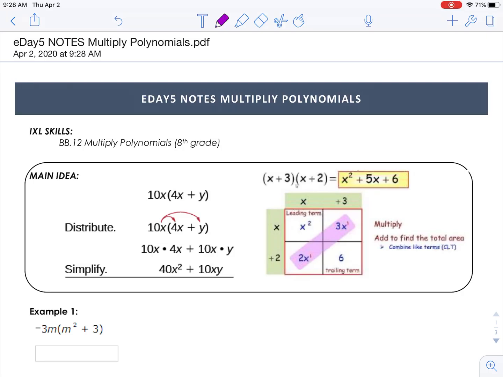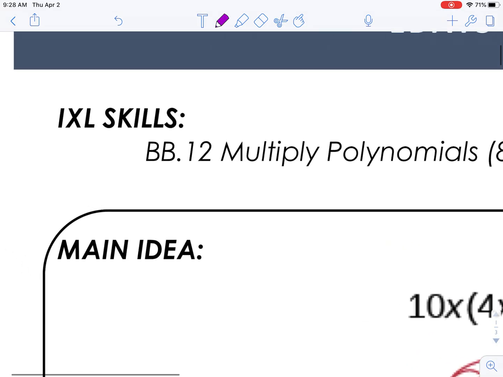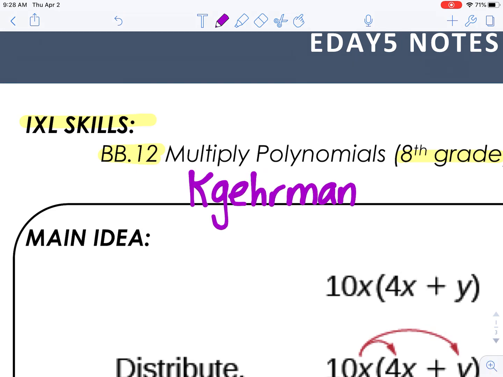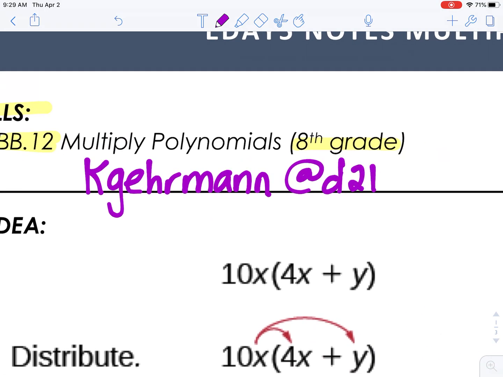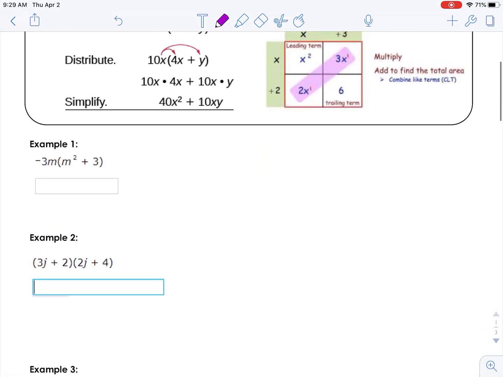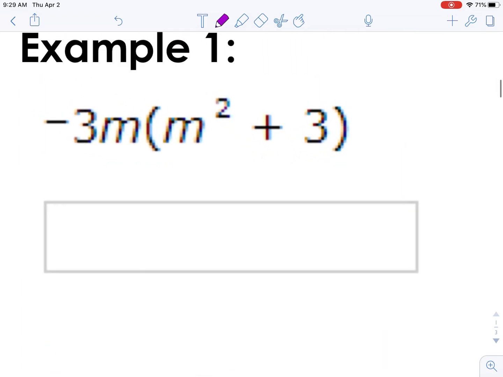Today we're going to be multiplying polynomials. Today's assignment is going to be in IXL, BB12, 8th grade. When you are done with your assignment, please send me an email to confirm that you are done. These notes can be found on Schoology if you wanted to do them along with me, or you can just watch as you're reviewing.